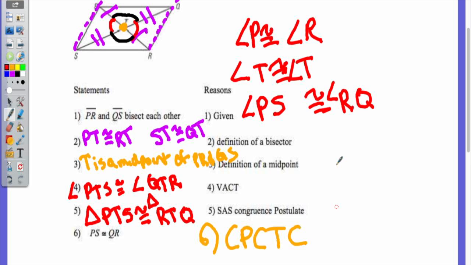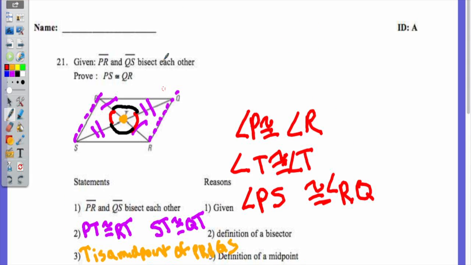Okay? So, on your test, I'm telling you, you're going to have a few that deal with triangle congruence. You have one that does not. I'm telling you it's CPCTC.